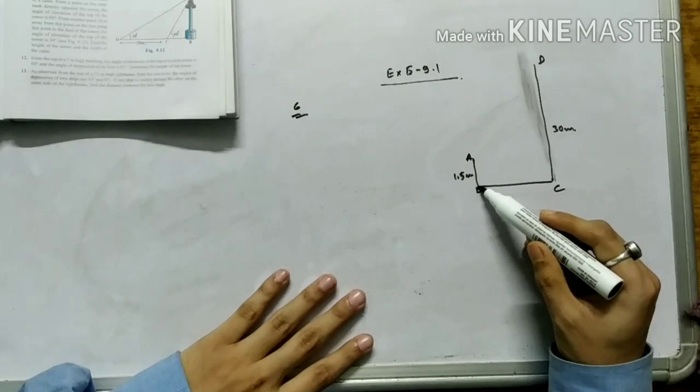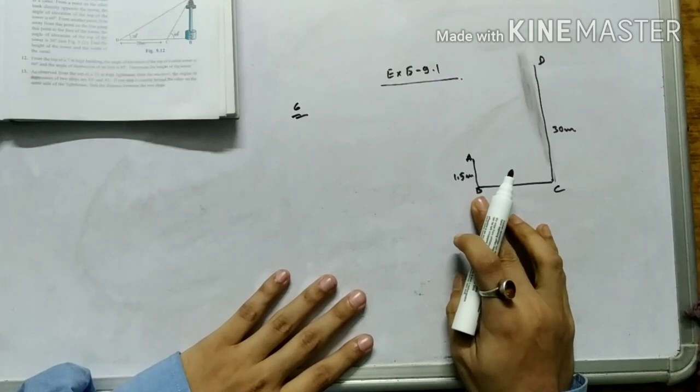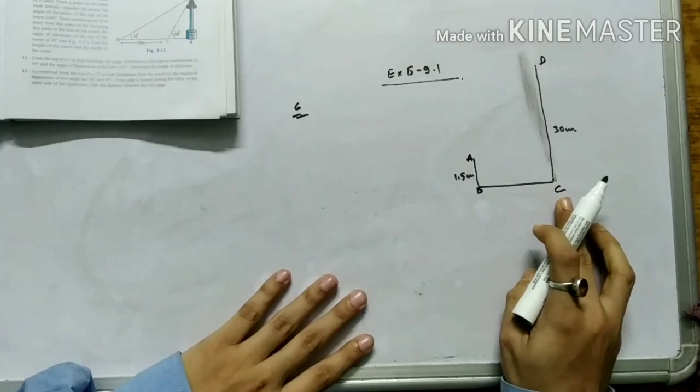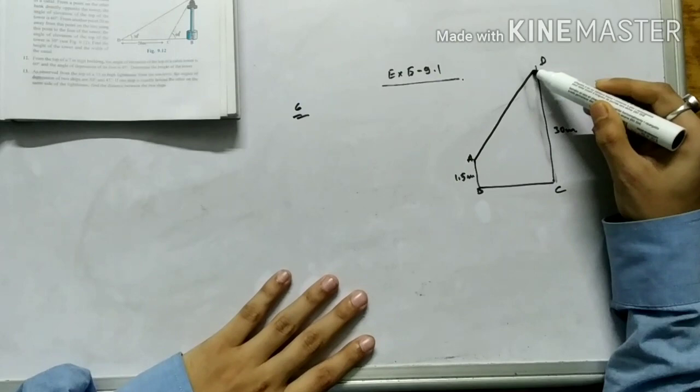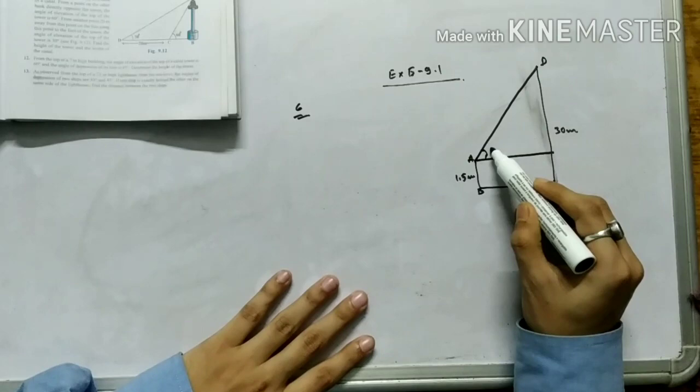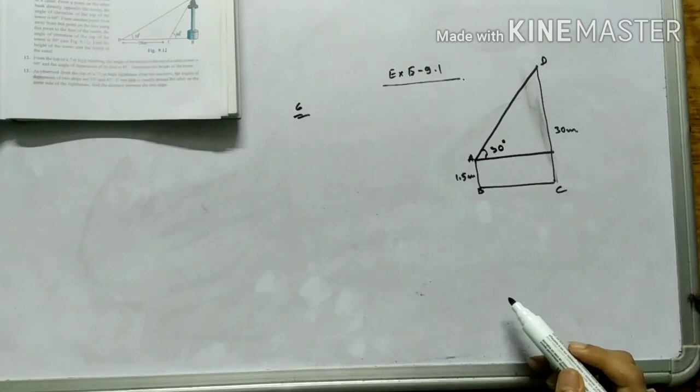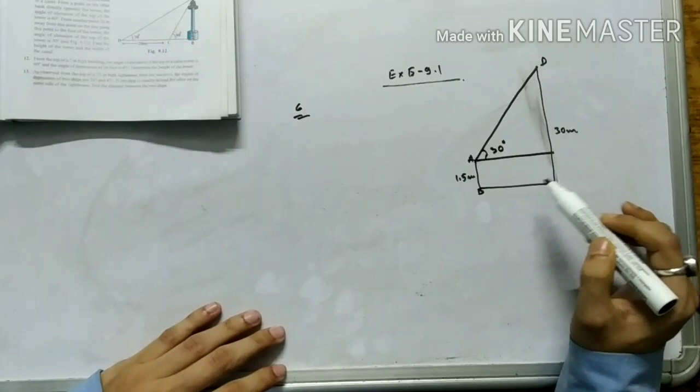Okay, so at point, when he was standing here at some distance from the building, let's say his angle of elevation of the top of the building from his eyes was 30 degree. And then the same boy walked some distance towards the building. Let's say he reached point E.